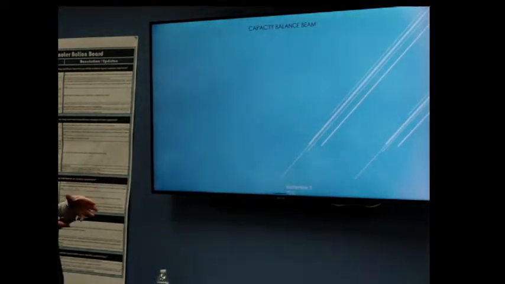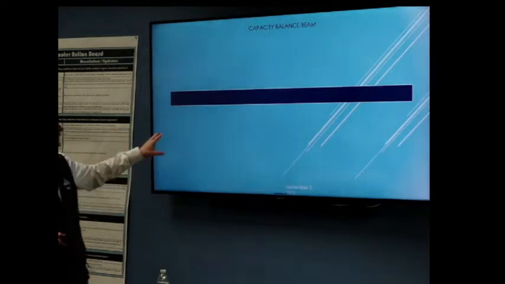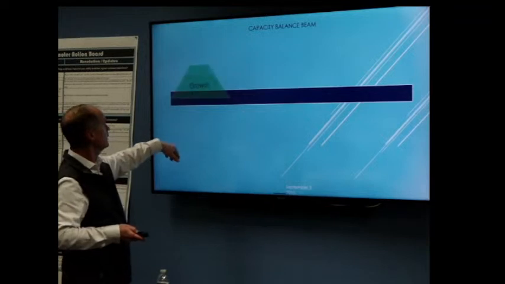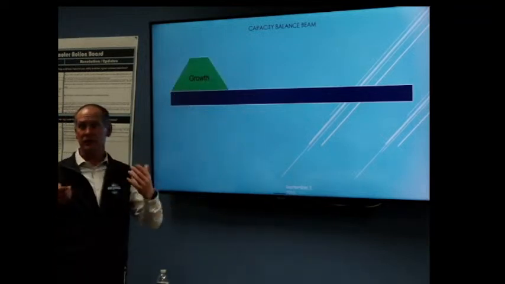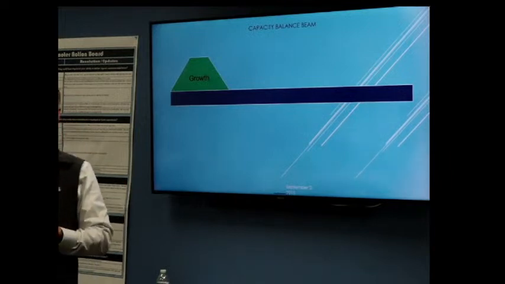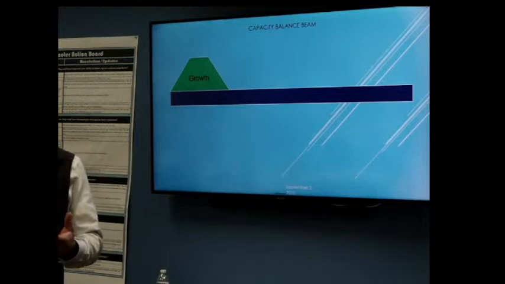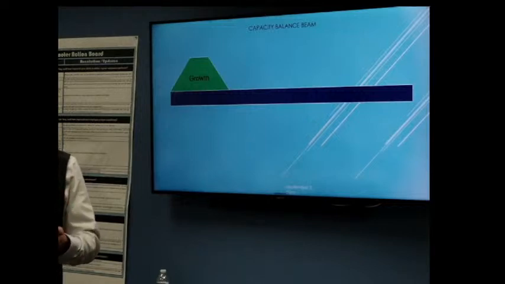So now we'll go and talk through some of the stuff that is really the engineering nuts and bolts of the program. So we had what we called at one point the capacity balance beam. Let's just take it quite simply. You have a beam here, and you've got to measure growth. Growth at the critical infrastructure facility could mean you need batteries, you need a generator, you need additional air conditioning, you need additional space. The modern critical infrastructure engineer should be able to evaluate all four of those items in order to make the best decision.